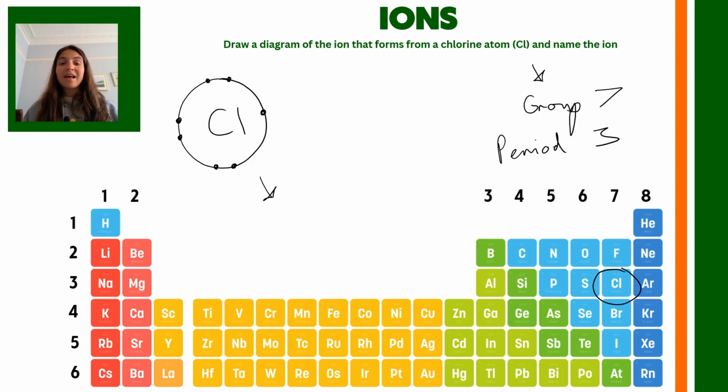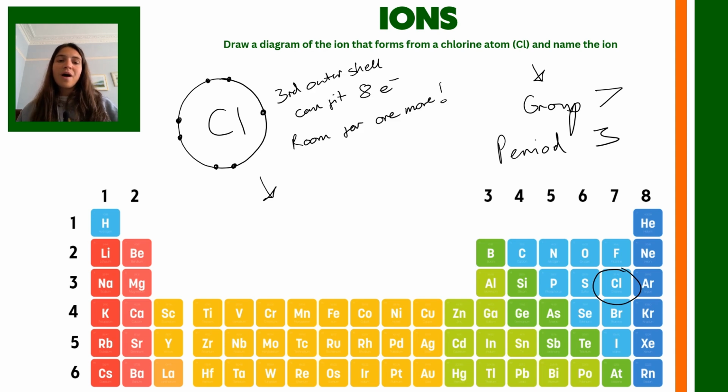Okay, so if I were to try and draw that outer shell of my chlorine atom, then I am drawing it with 7 electrons in its outer shell because it was in group 7. Okay, now I can think about what kind of ion it might form. So because it is a non-metal, it is going to form a negative ion.